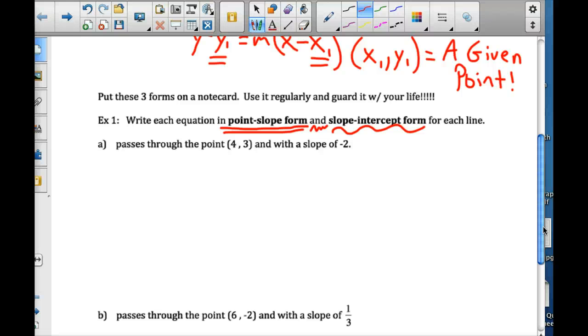All right, Ms. Cholet, read us example A loud and proud. Okay, in your own words, Cholet, what two pieces of information are we given? Guys, everybody agree we're given a point and a slope? Yeah. What form do we want to use? Point slope form. Okay? So we'll do this first one together.